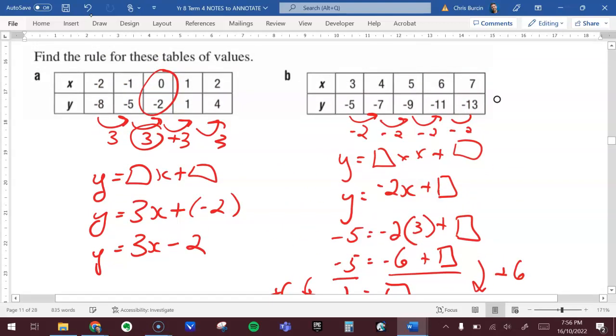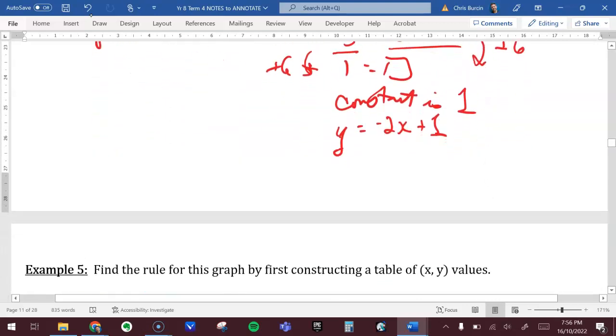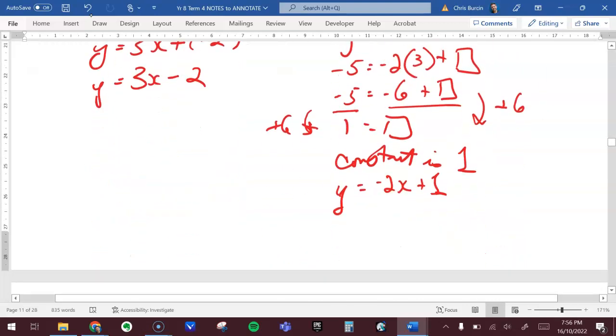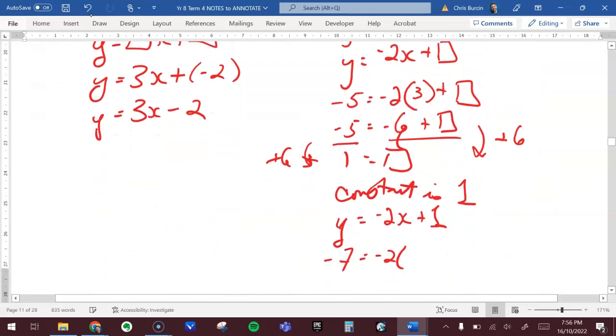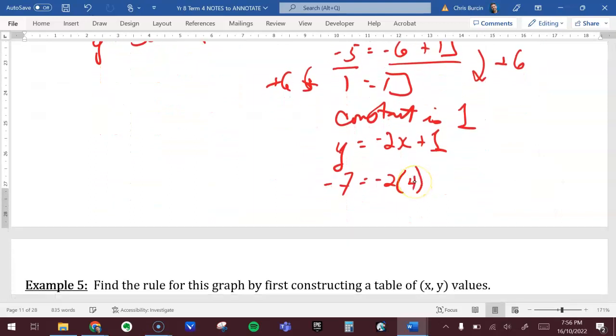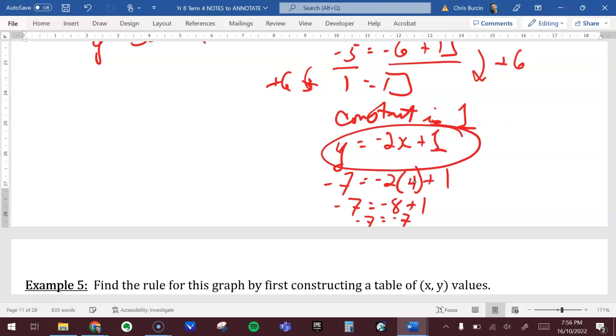So let's grab 4 and negative 7, shall we? Yes, let's. Okay, fine. So we'll take, what was it? Y was negative 7? Yeah. Y is negative 7. We'll substitute that in there. And then negative 2 times, what was x when y is negative 7? 4, plus 1. So negative 7 equals negative 2 times 4, which is negative 8, plus positive 1. Oh my gosh. It's true. So we've got ourselves a rule.